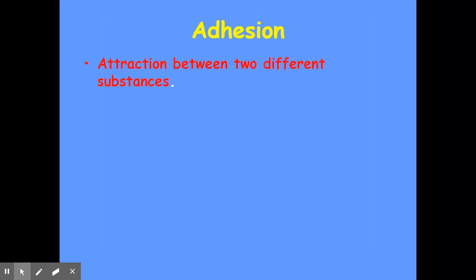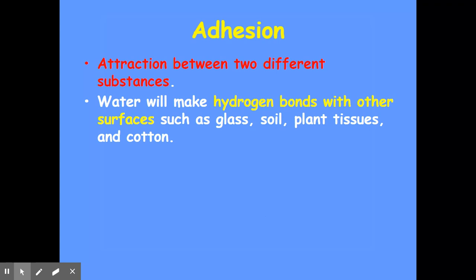Adhesion is when there is attraction between two different substances, where hydrogen will bond with other surfaces, okay? So that's how water can be attracted to, let's say, paper. That's how you can use Bounty paper towels, the quicker picker-upper, right? Because the water is attracted to the molecules in the paper and soaks it up.